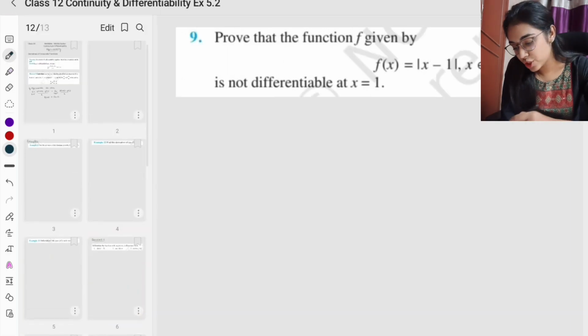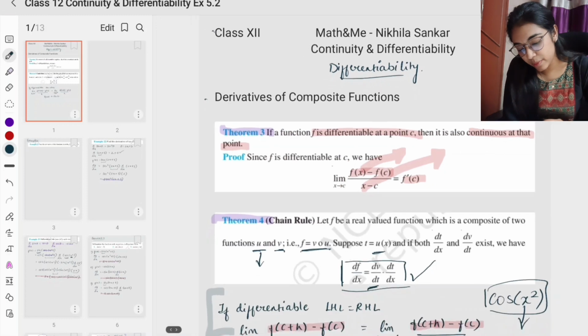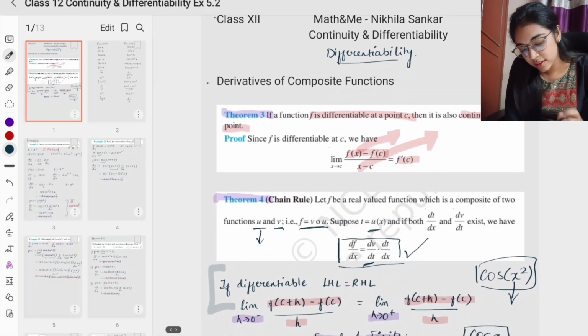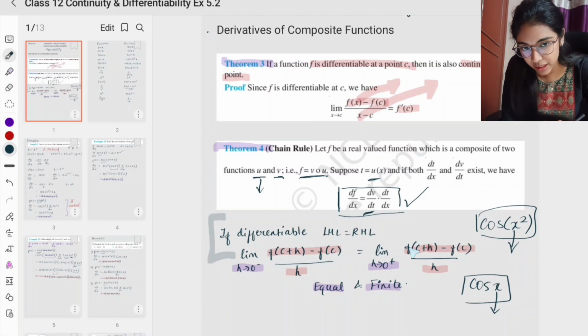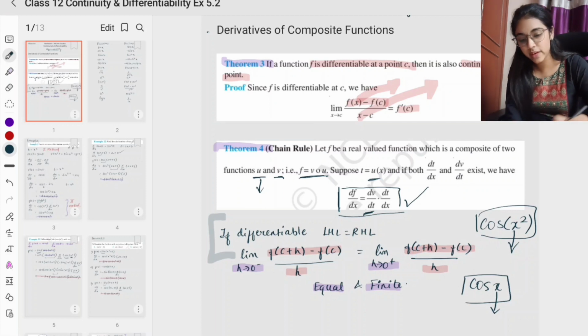When you watch the previous slides, here we saw that the left hand limit should be equal to the right hand limit. So we need to use this to prove the particular question. Now question number 9, we use this to prove it, okay?